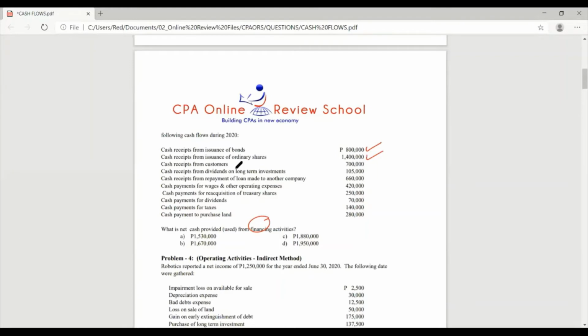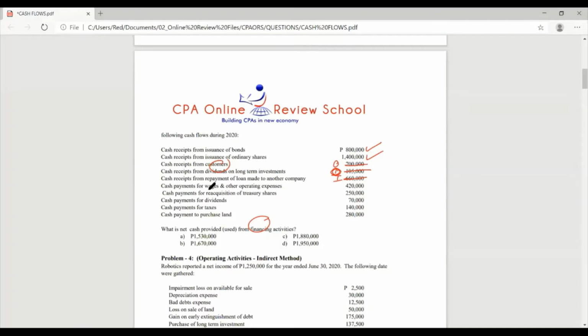Next, cash receipts from customers. Customers are operating activities. So, therefore, operating ito. Okay? Next, cash receipts from dividends on long-term investment. So, long-term investment is a non-current asset. Therefore, saan siya kasama? Investing activities. Cash receipts from dividends pala. So, ang dividends na pinag-uusapan dito, therefore, operating siya. Sorry. Ayan. Next, cash receipts from repayment of loan made to other companies. So, therefore, loan to, non-current asset, therefore, investing activities.